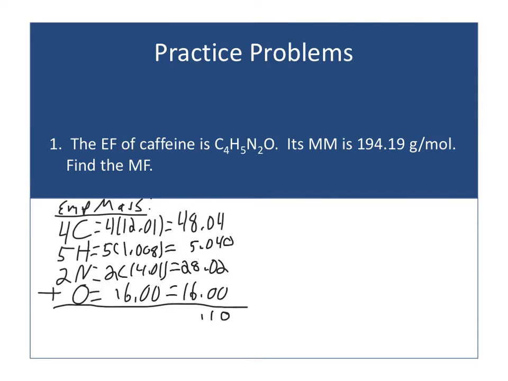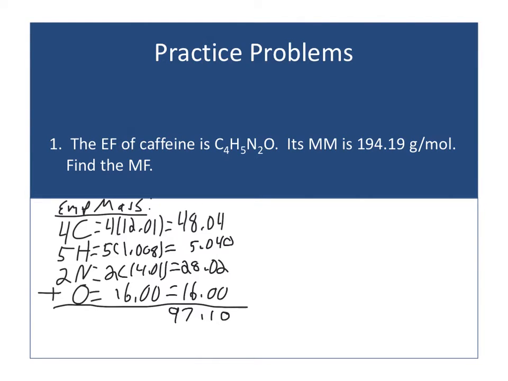As I add this together, 48.04 plus 5.040, 28.02 plus 16. What I get is 97.10. There's my empirical mass.